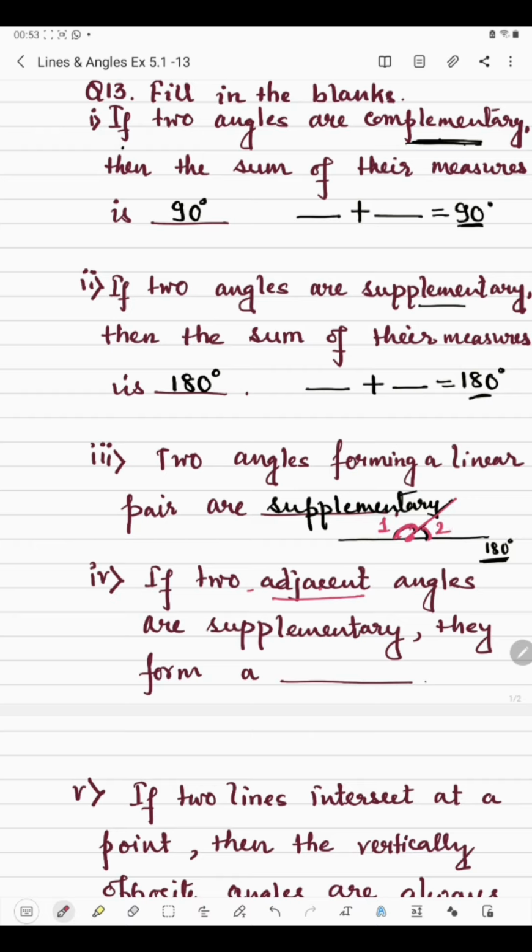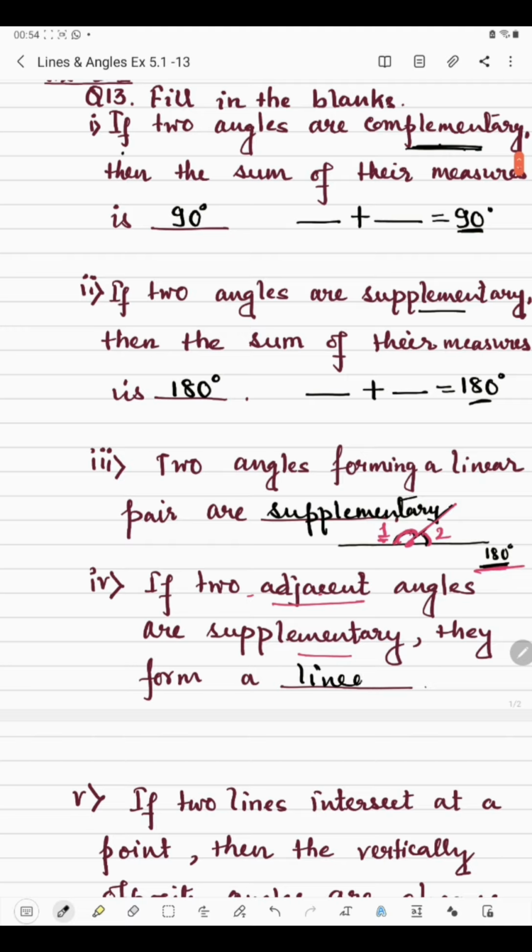Now if these two adjacent angles are supplementary, it means the sum of the two angles is 180 degree. So if the sum of angle 1 and angle 2 makes 180 degree, then they form a linear pair. This is just the opposite of the third one. If the two adjacent angles are supplementary, means if the two adjacent angles sum to 180 degree, they form a linear pair. So we'll write linear pair.